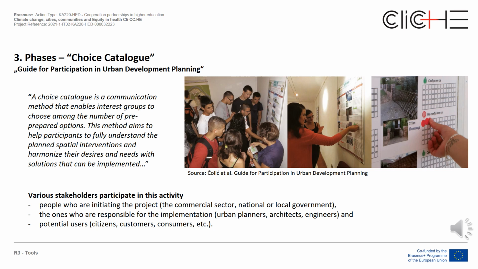Various stakeholders participate in this activity: people who are initiating the project, the ones who are responsible for the implementation, and potential users. There are different types of catalogs. While some are aimed at reviewing preferences and needs, others are presenting alternative urban projects and actions and aim to enable discussion and choice of the most preferable one.